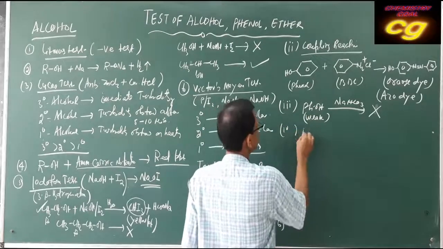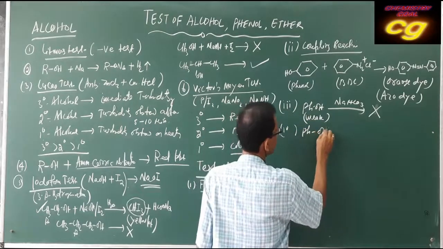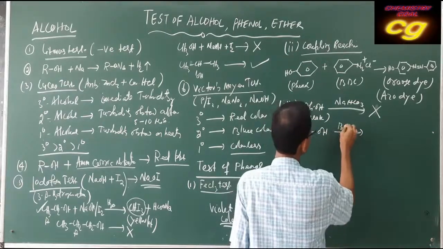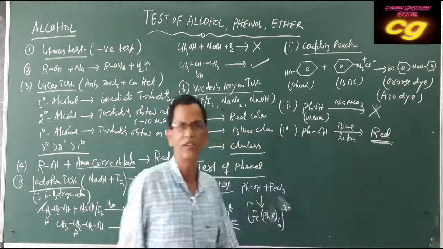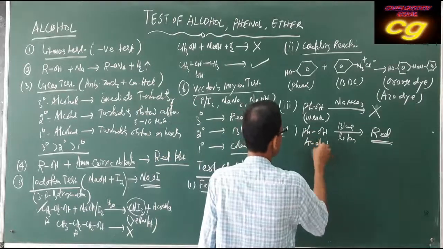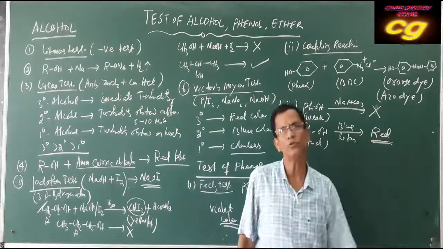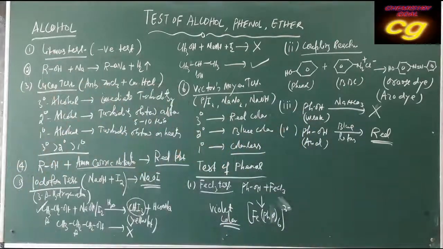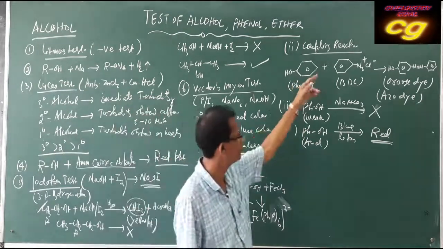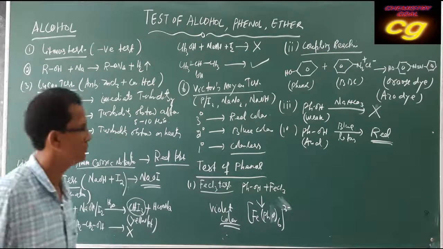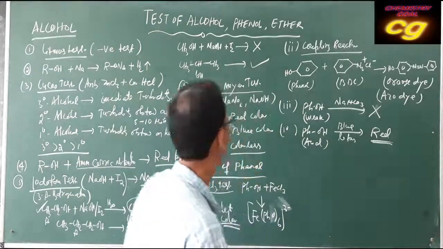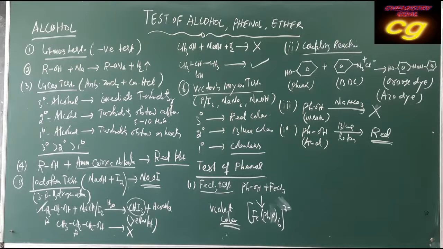But phenol turns blue litmus red. As phenol is acidic, it reacts with blue litmus, changing it to red. That is also one important test of phenol. So what are the important tests of phenol? Phenol gives the ferric chloride test, and phenol also gives the coupling reaction. But the Lucas test and the hydrophobic test will not be shown by phenol. So this is the very important identification or chemical test of phenol.